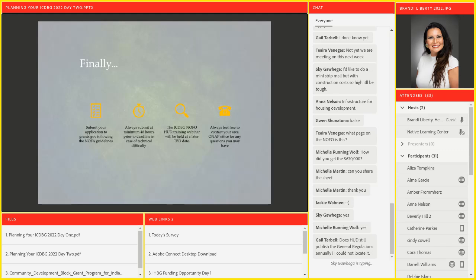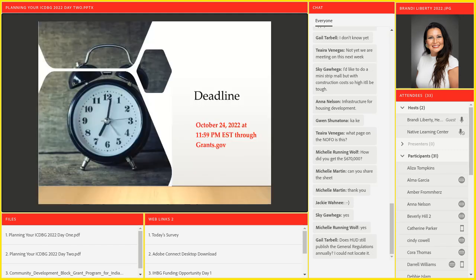And then finally, make sure you're submitting your application to grants.gov within the time frame allotted. Give yourself at least 24 or 48 hours prior to the deadline in case of technical difficulty. Trust me, it is not fun to be up to the wire. HUD will announce, probably through a Dear Tribal Leader letter or something through CoTalk, when they will host their webinar training date. And always feel free to contact your area EONAP office for any questions that you may have. And remember, your deadline for this one is October 24th, 2022 at 11:59 p.m. Eastern Standard Time through grants.gov.